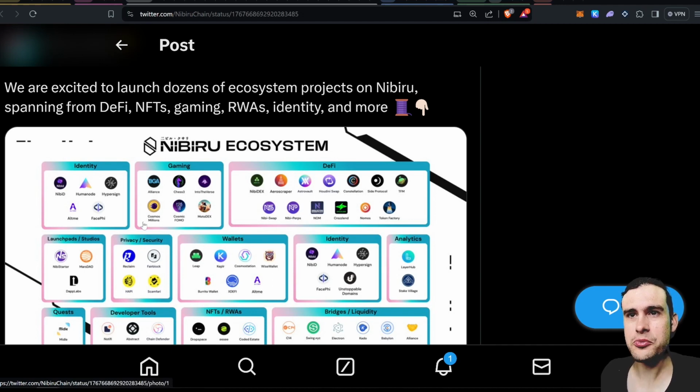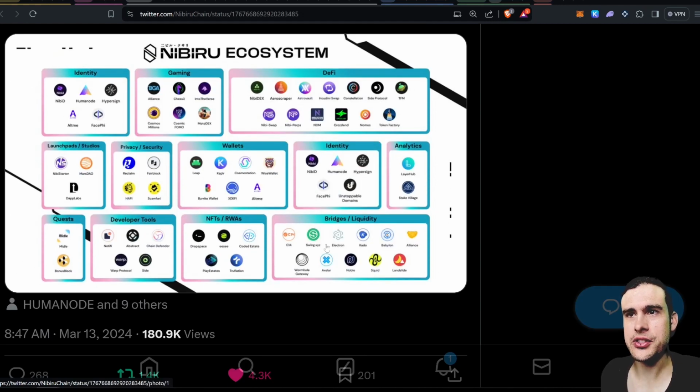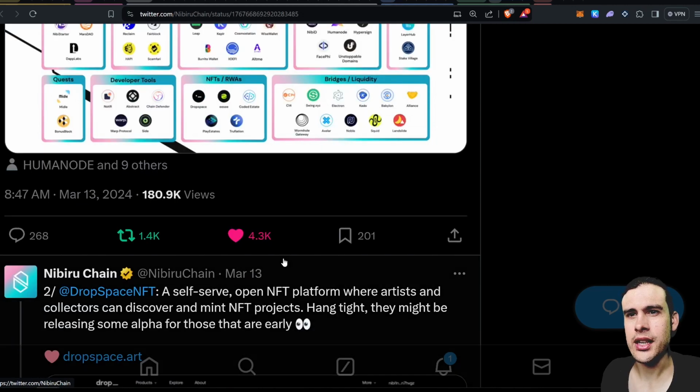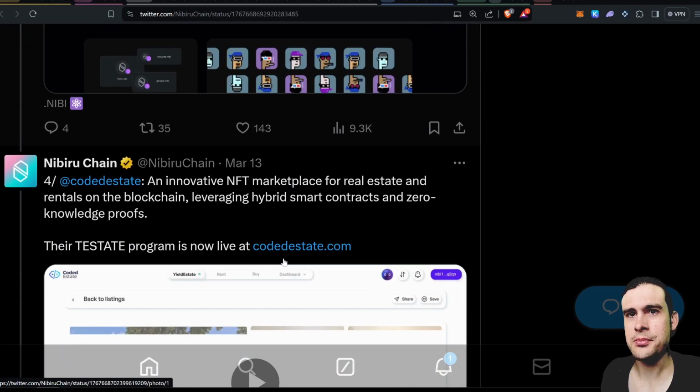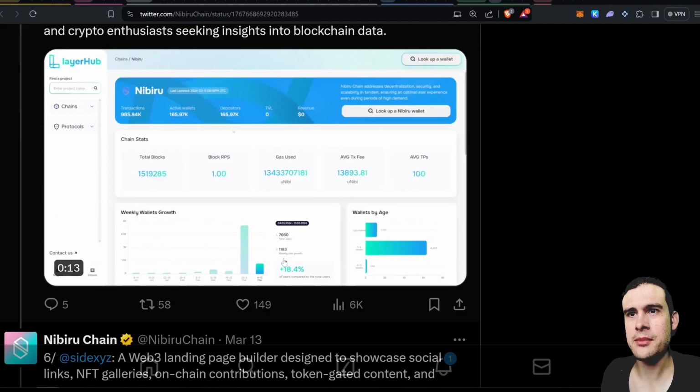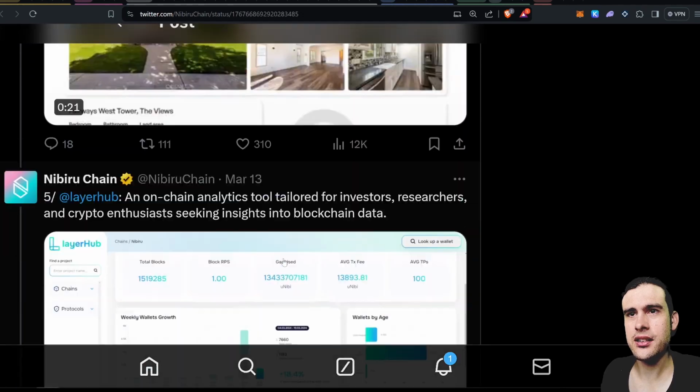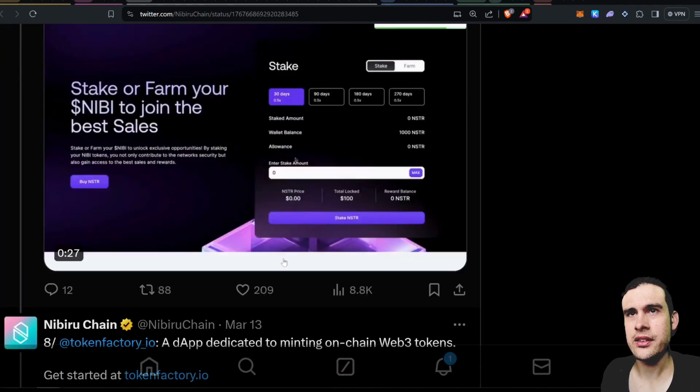But we've got some really cool stuff building out on the Nibiru ecosystem there. So there's quite a bit going on. It's not heaps, but it's definitely something. And they're pretty new, so we'll have to see how that all builds out. There's a big post here about all the different things that are coming. So definitely there's some decent dApps that are developing on Nibiru.